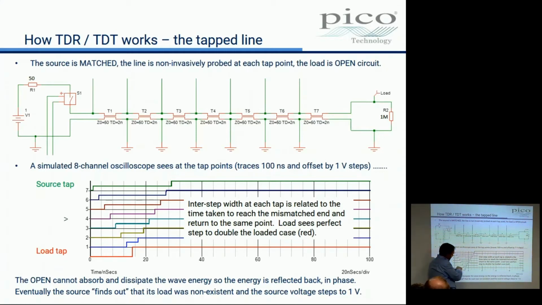And then the energy travels back. Dunk, dunk, dunk. And eventually the source gets to 1 volt. But it does it in 2 steps. And that's how we measure. We measure all sorts of things. This is how the 9311 works.